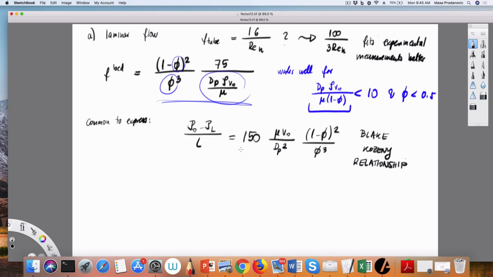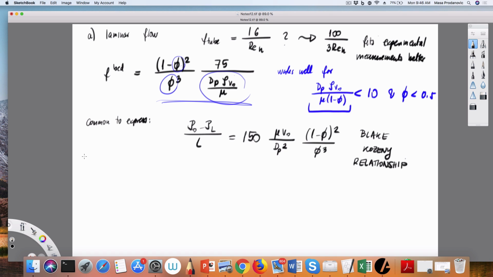Spoiler alert. What we actually had, if you express the same thing using Kármán-Kozeny, instead of 150, you have 180. That's close enough. Order of magnitude is close enough in petroleum engineering, okay?